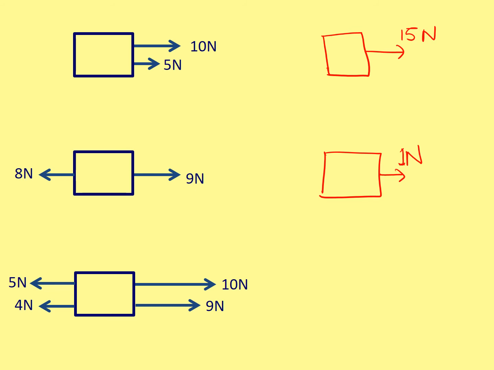This one is slightly more difficult. So on this side, we can add 10 and 9 to make 19 newtons going this way. And on this side, we can add 5 and 4 to make 9 newtons. And then when we find the resultant force, I'll do 19 take away 9, which is 10 newtons in this direction. So all of these boxes will be accelerating, they'll be getting quicker and quicker and quicker. And that's because there is a resultant force on them.